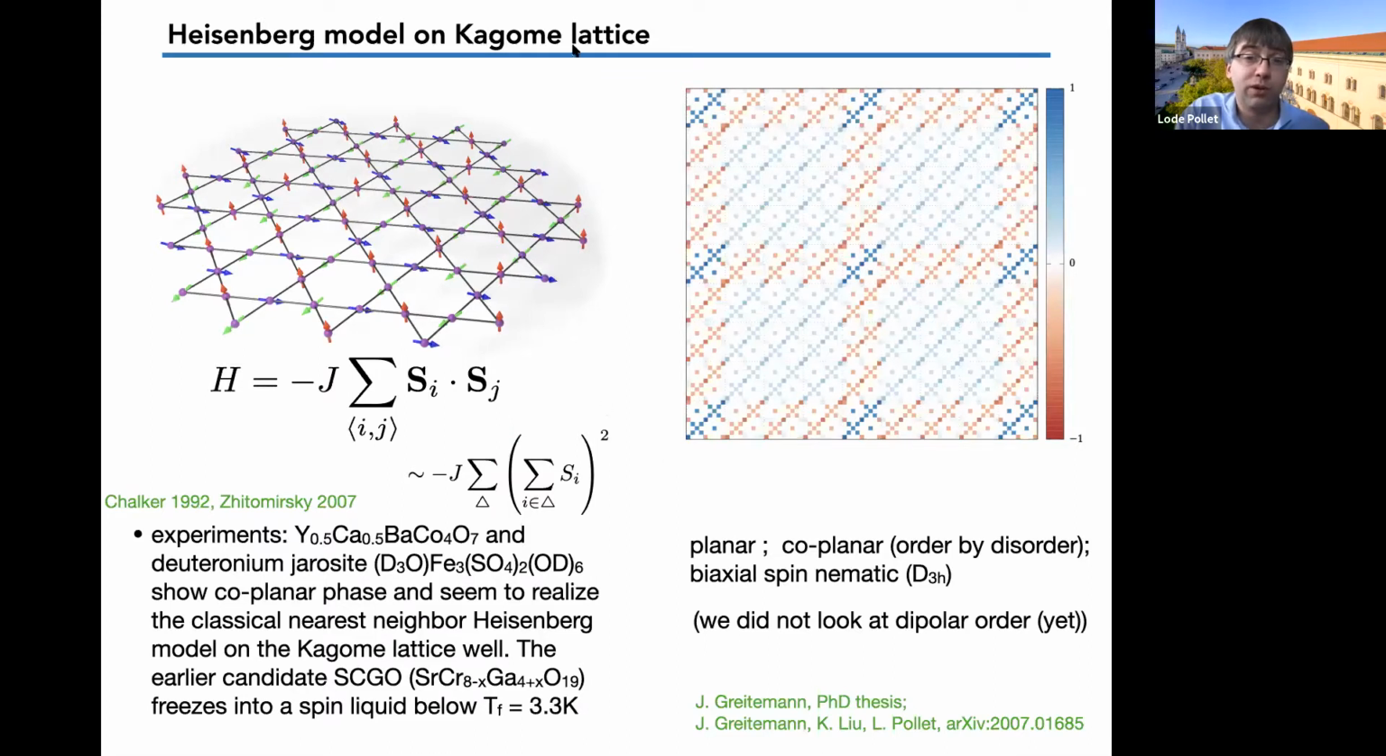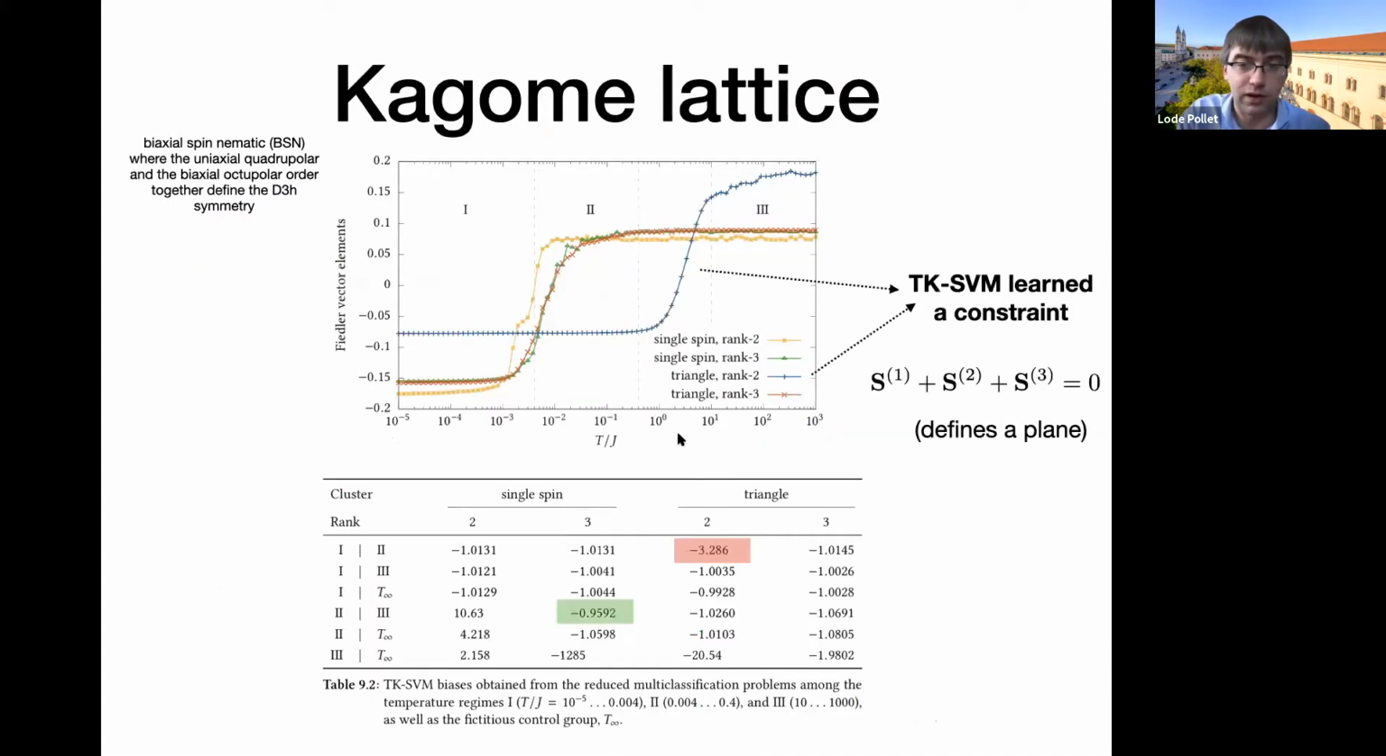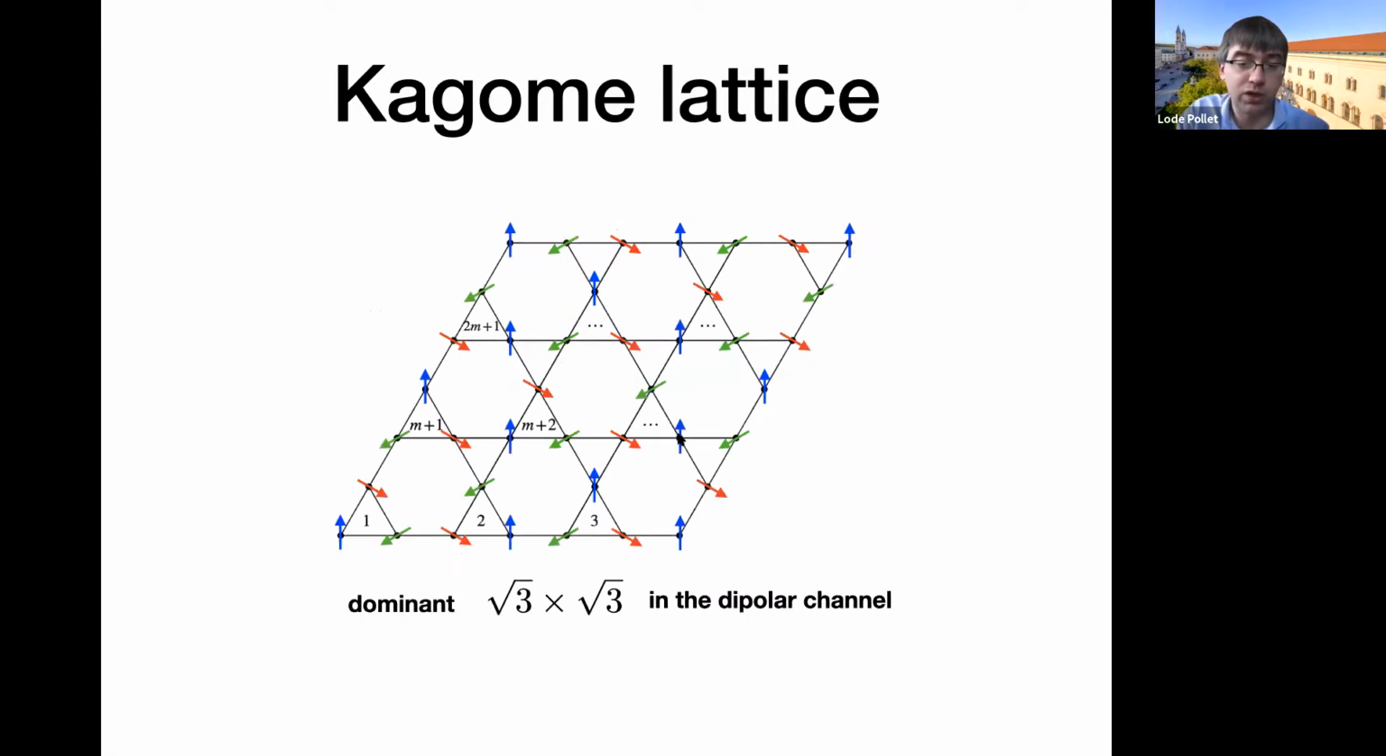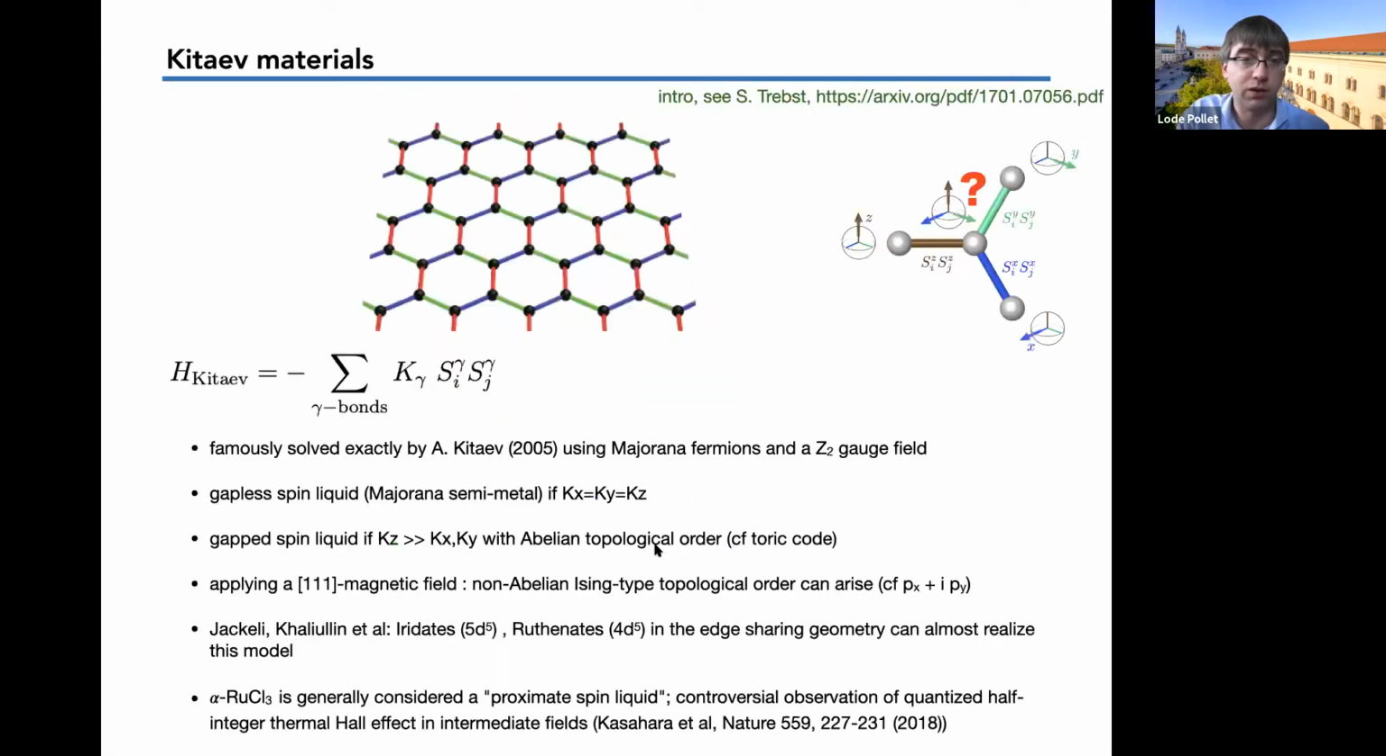Now let me skip over the Kagome. Essentially, we reproduce everything that is known. Essentially, the quadrupolar order that John Chalker came up with in '92, and then later developments by Zhytomyrsky and collaborators for octupolar order. All of this has been reproduced. Also, some tiny order in the dipolar channel. So a root 3 order phase has also been found with tiny moment.